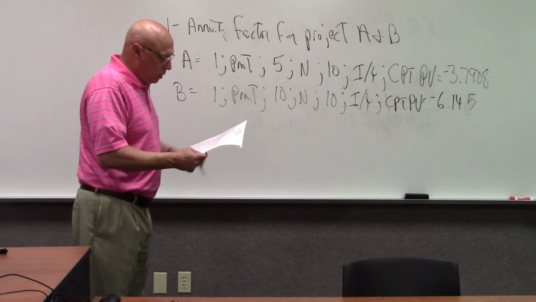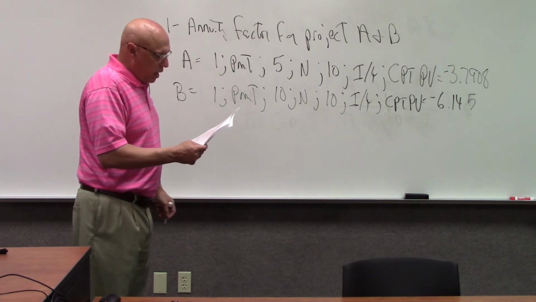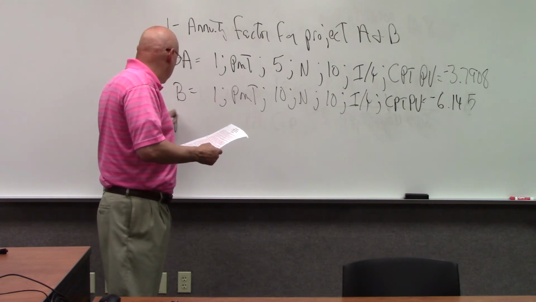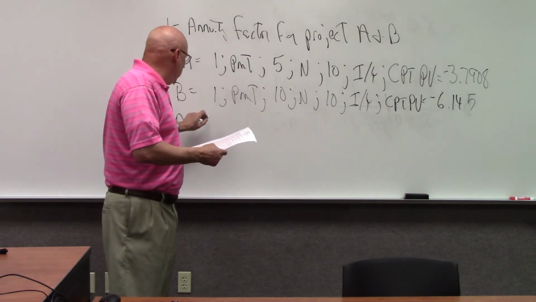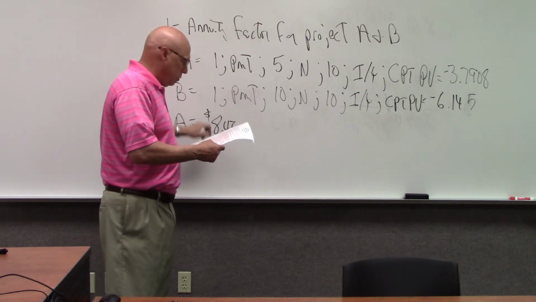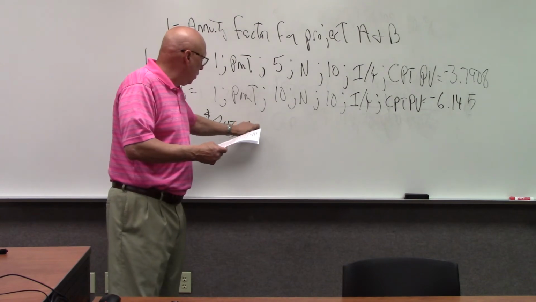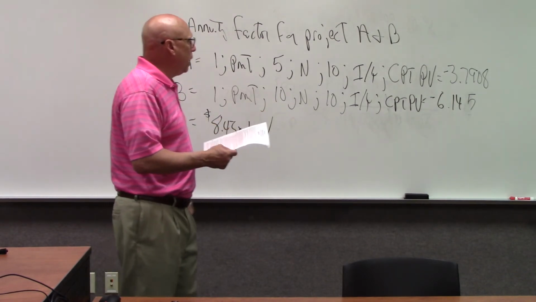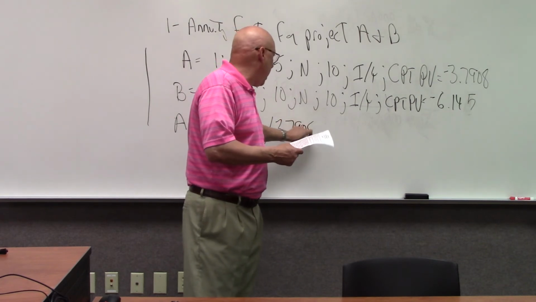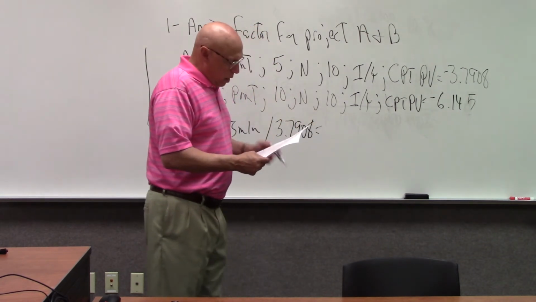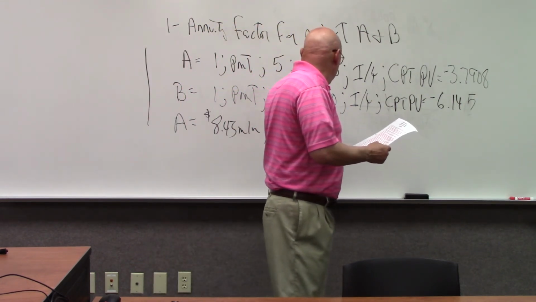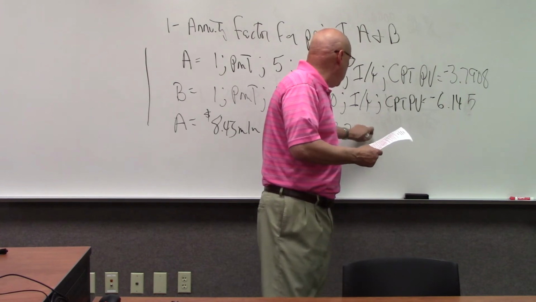Now, what we do is we divide. So for project A, you take the net present value, 8.43 million, and you divide it by 3.7908. And you get an annual net present value of 2.22 million.